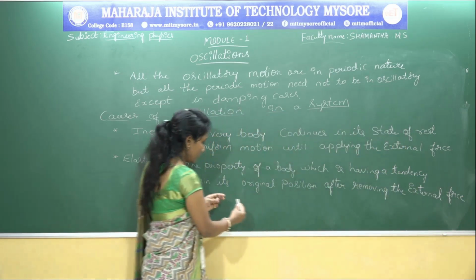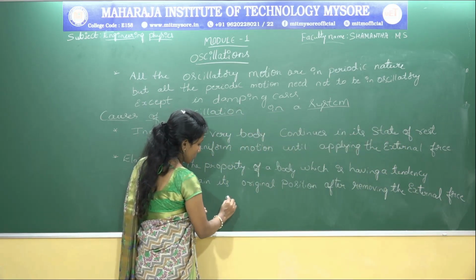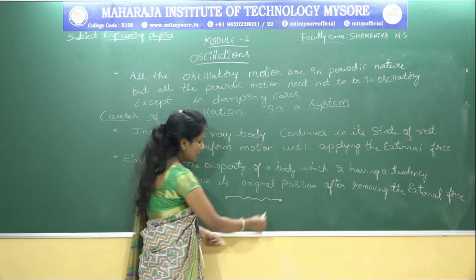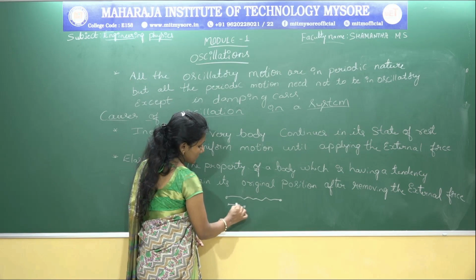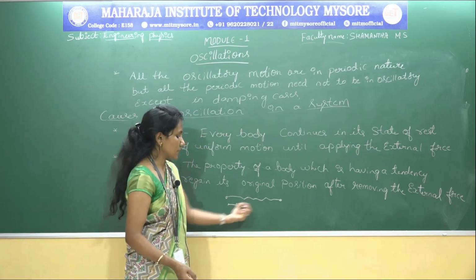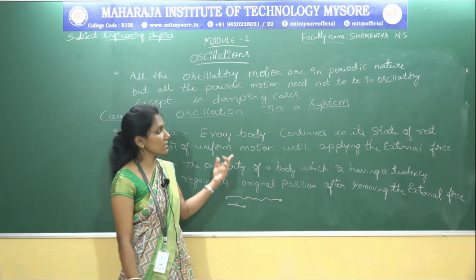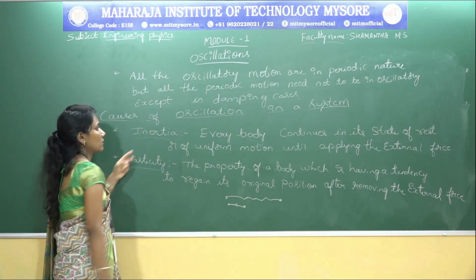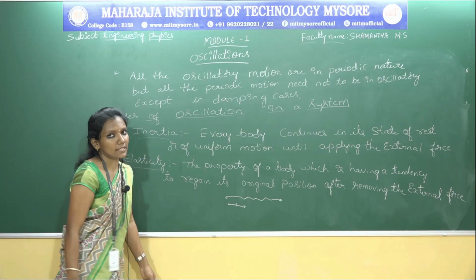That means when we hold the particle, it will elongate. Then when we leave it, again it will come back to the same point after removing the external force. So, based on this inertia and elasticity, we are going to explain the oscillation.